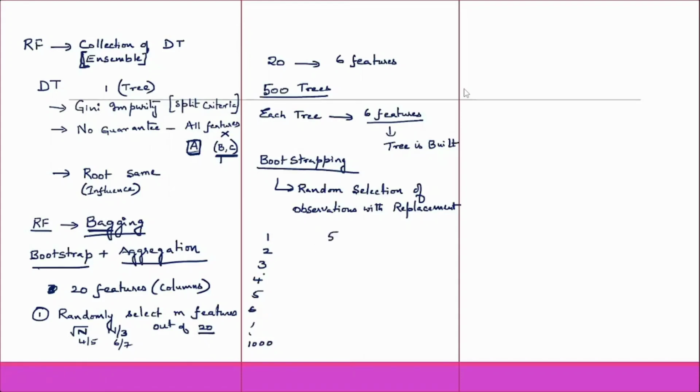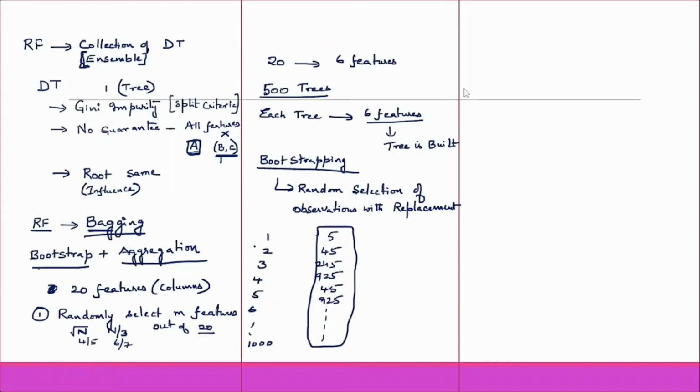Replace that number again back into the pool, right? 45th number. Replace it again back, 245. Replace it again back, 925. Replace it again back, 45 may come again. Replace it again back, 925 may come again. So like that, I will take some 1000 observations. This is what is bootstrapping.